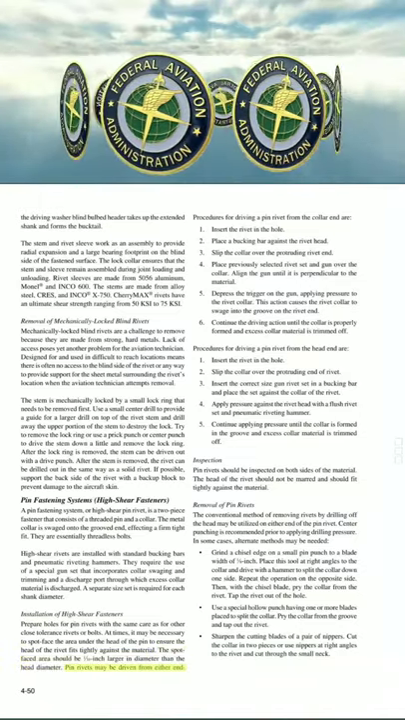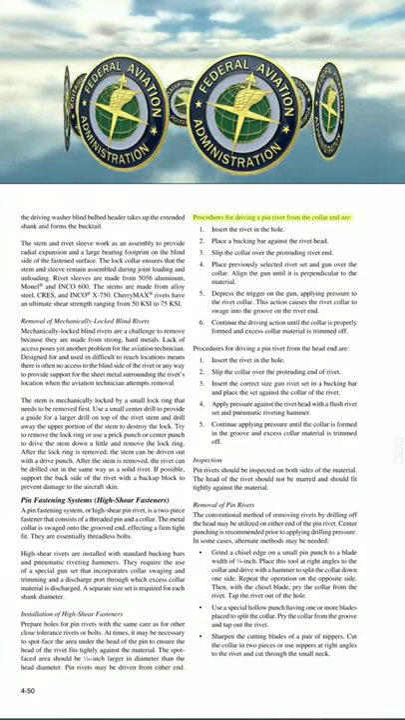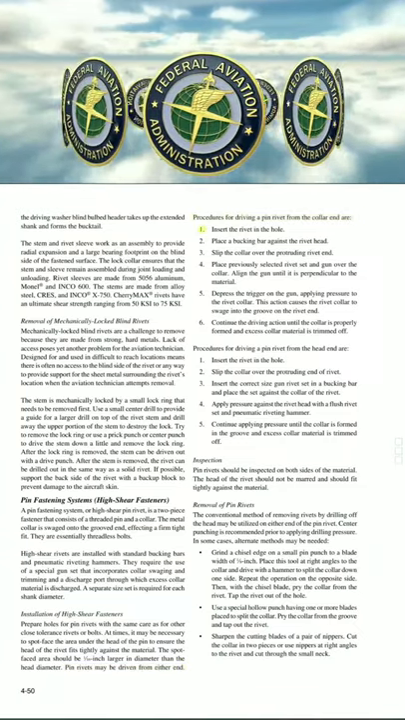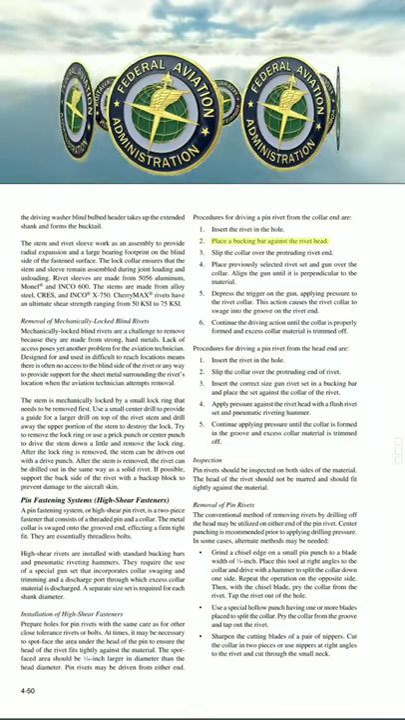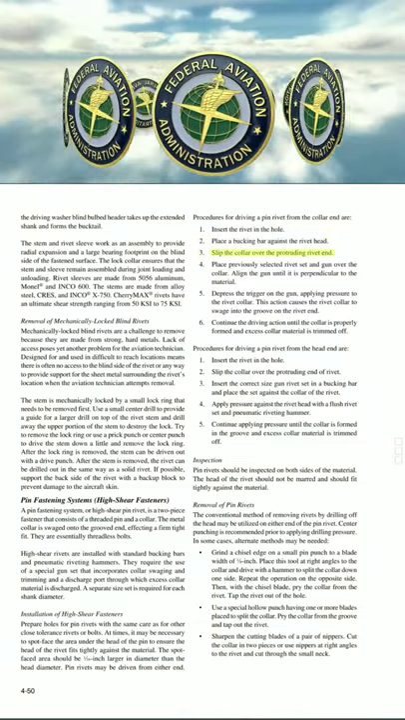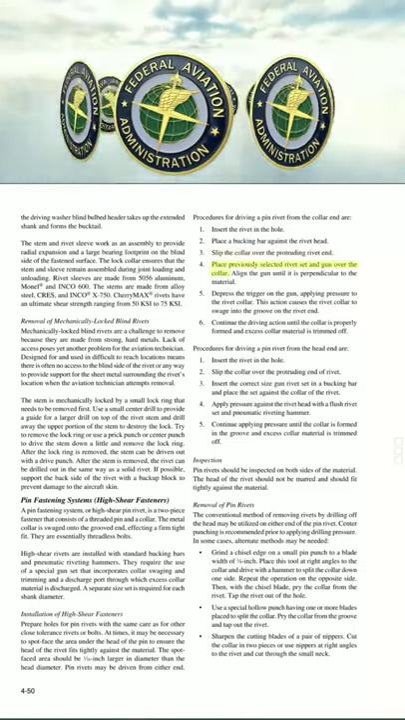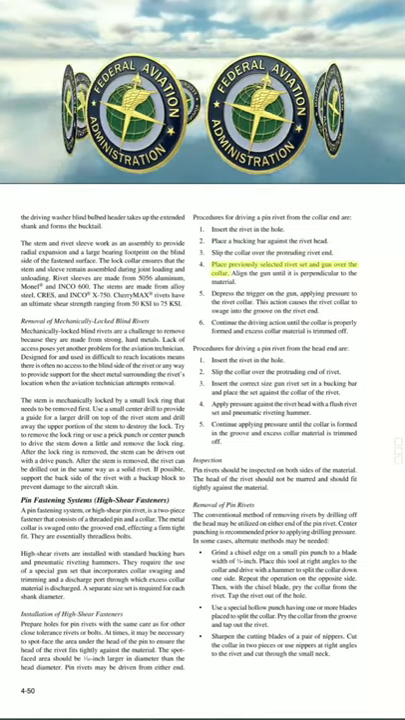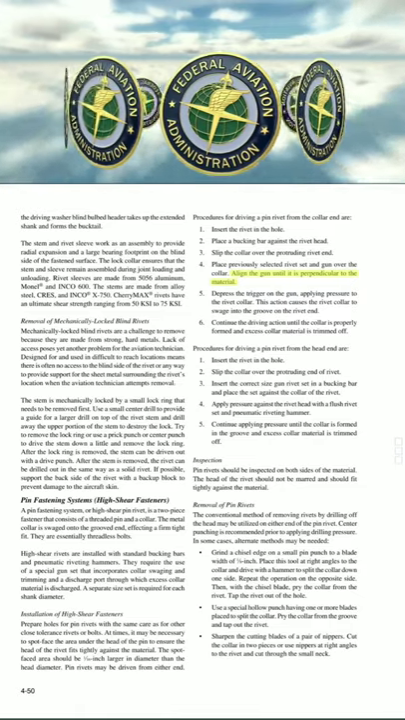Pin rivets may be driven from either end. Procedures for driving a pin rivet from the collar end are: 1. Insert the rivet in the hole. 2. Place a bucking bar against the rivet head. 3. Slip the collar over the protruding rivet end. 4. Place previously selected rivet set and gun over the collar. Align the gun until it is perpendicular to the material.